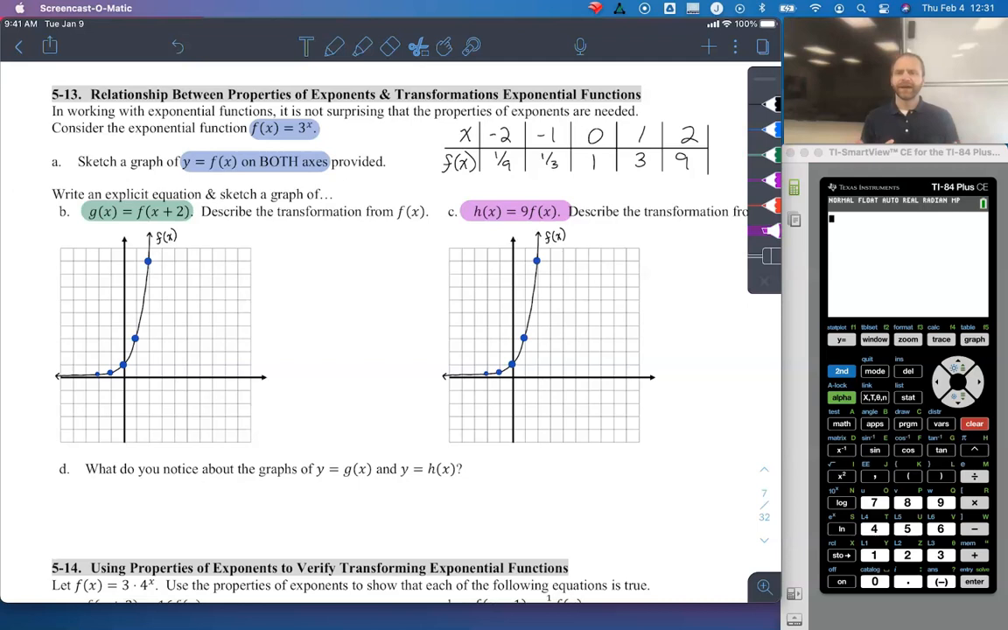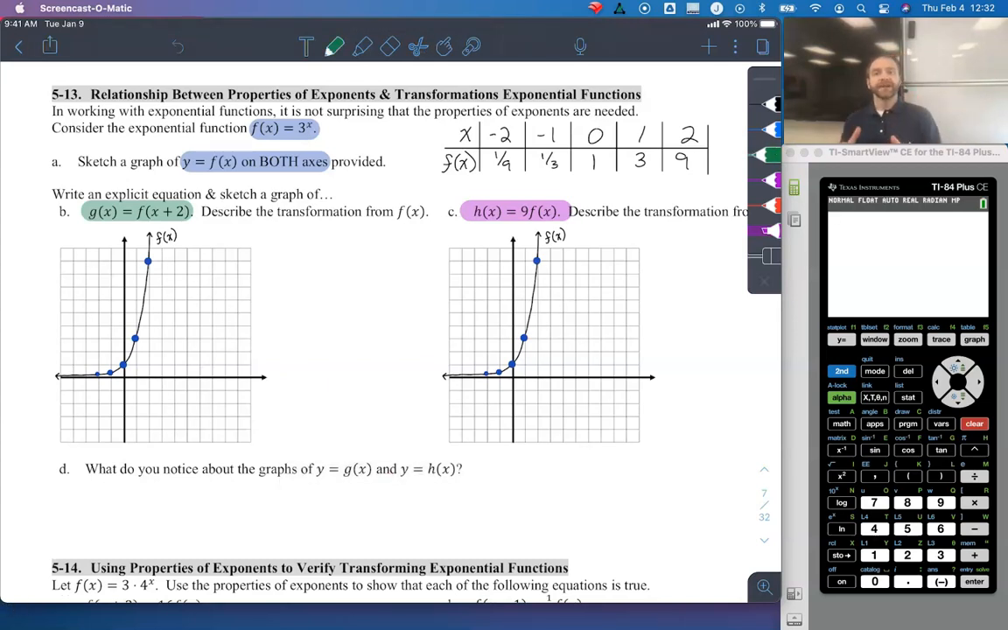And I can see right away it looks like it's going to approach the horizontal axis, the x-axis. So I have a horizontal asymptote at y equals 0. And now I'm going to go a little bit further. I'm going to graph g of x equals f of x plus 2. And we're going to use green for that one, and we'll use purple for the other one.